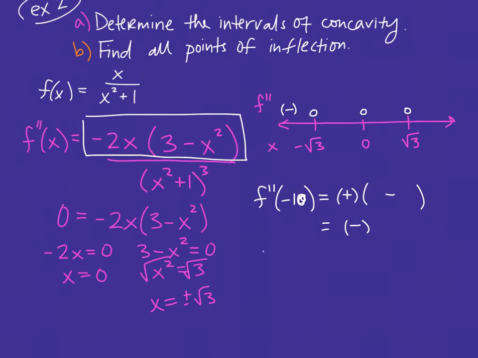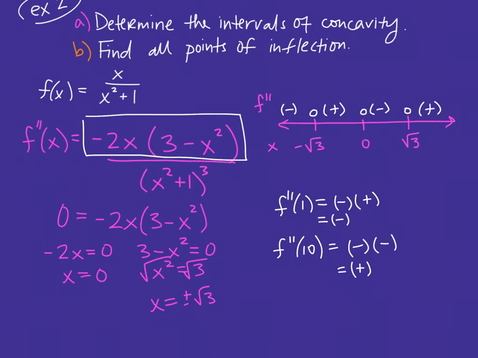I'll do one more. F double prime, let's test a number in this interval here. Let's test the number negative 1. So if we test negative 1, we'll have a positive out front. Negative 2 times negative 1 is a positive, and then we'll have 3 times 1, which is a positive. So that is positive.